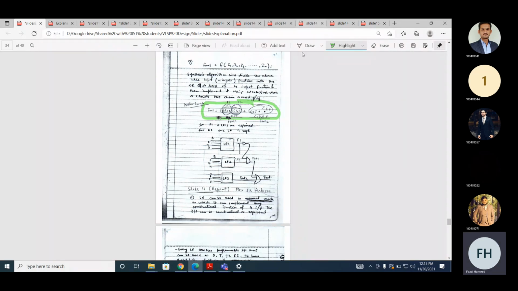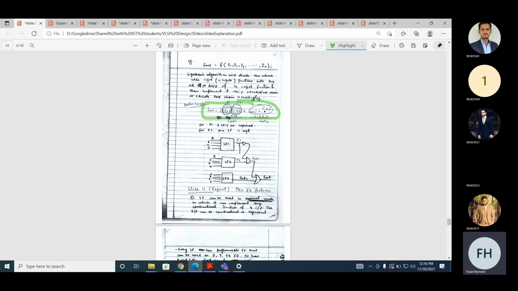So actually, can we write it like this? A, B, C, D, can we? So we have divided it into F1, F2, or F3. So in this case, AND chain will be used or OR chain will be used? AND chain. And for this, OR chain.